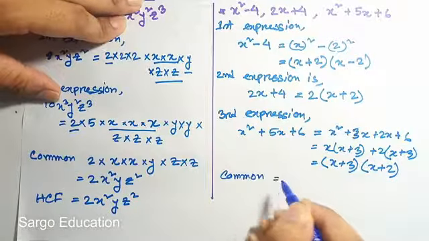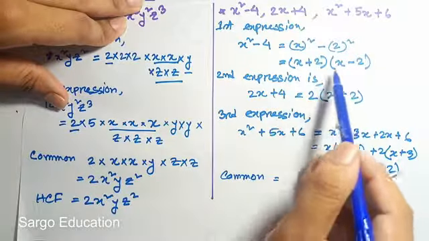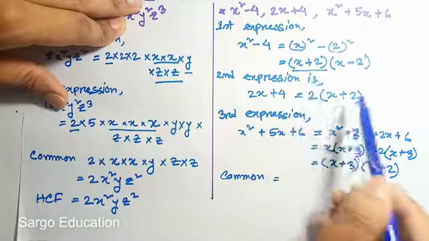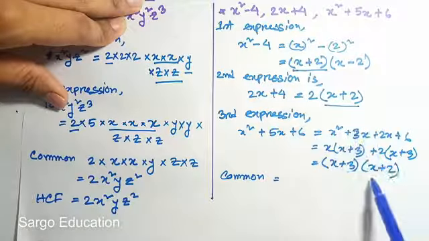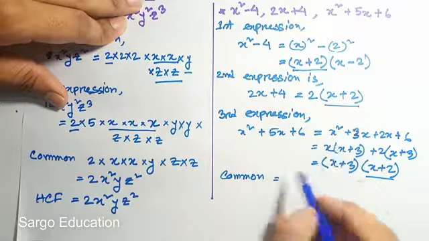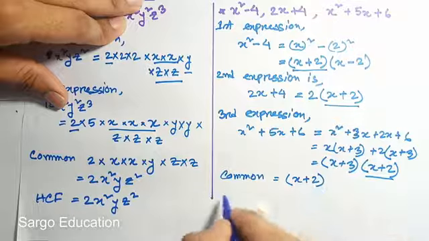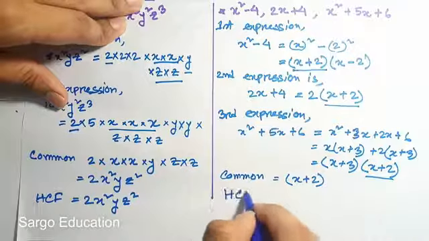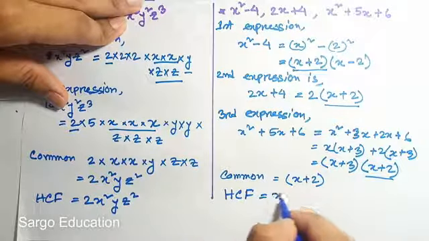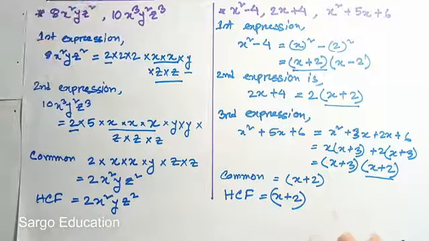Now we see what is common among them. In terms, here it is x plus 2, it is x plus 2 and it is x plus 2. So in all of them x plus 2 is common. So we determined HCF as x plus 2. In this way, we can determine HCF by using algebraic formula.